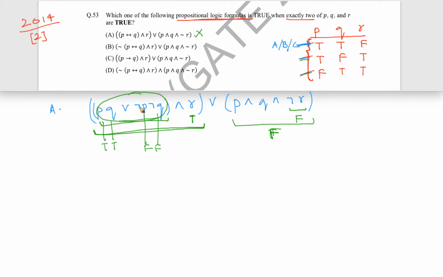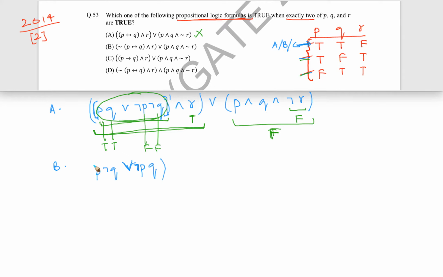Let's come to B. So in B it is P equivalent to Q, and it is not of that. So when you take not of that, it essentially becomes P not Q or not P Q. So it is essentially the rest of the cases. So here what is happening is that this is going to be true only when one of them is true and another one is false. This is also symmetrical, right, as A.